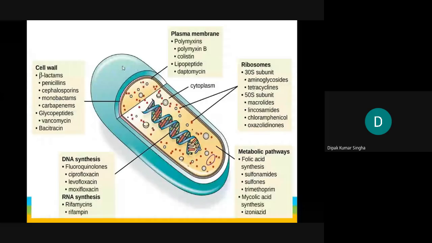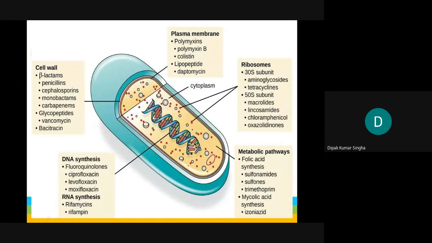Next, the plasma membrane. Next step is the plasma membrane. This is the plasma membrane just below the cell wall. Polymyxin B, colistin, lipopeptides, and daptomycin inhibit the cell membrane. Next is the cytoplasm.